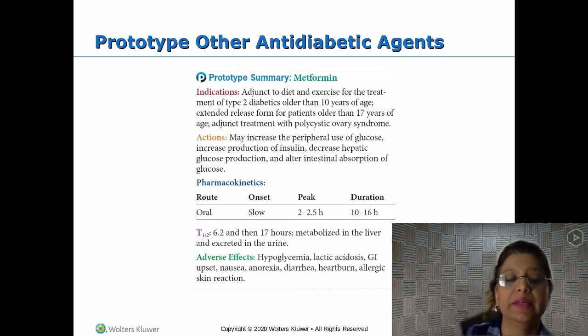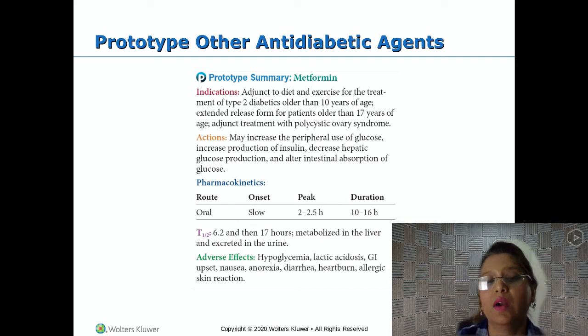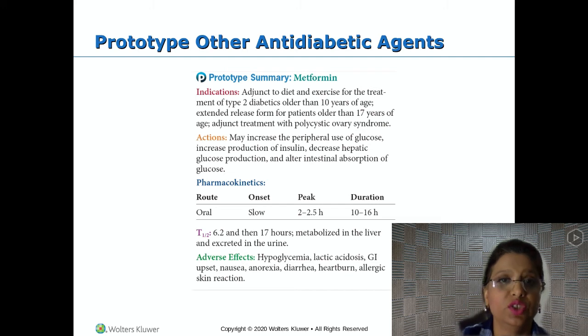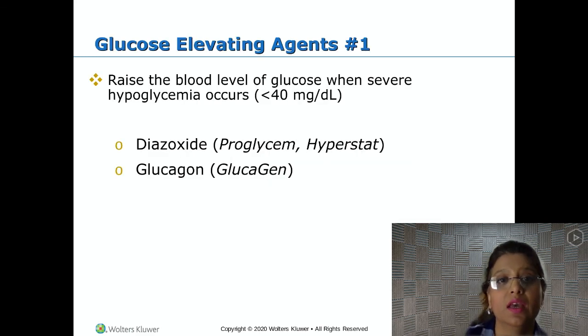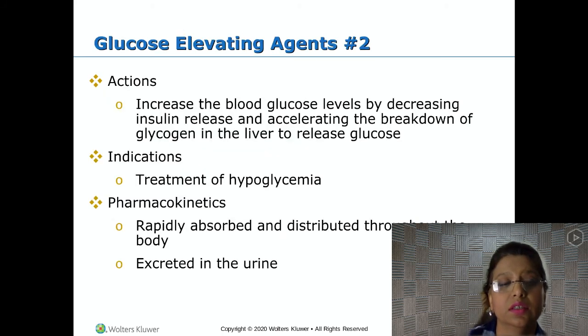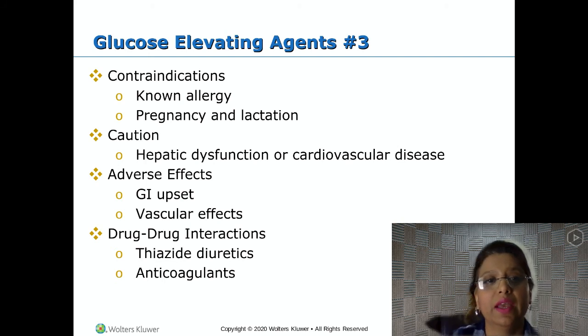Okay. Whenever a patient is getting a dye or any dye-related procedures, we don't give them metformin. We hold metformin for 42 to 72 hours. Other glucose-elevating agents are diazoxide and glucagon. When a person is having low blood sugar, we give them glucose-elevating agents. Okay. We want to make sure that they're not allergic to it, and not pregnant or lactating.